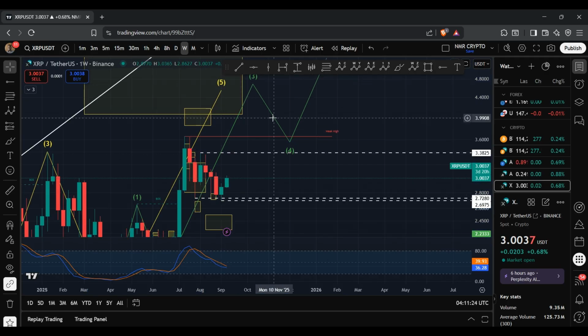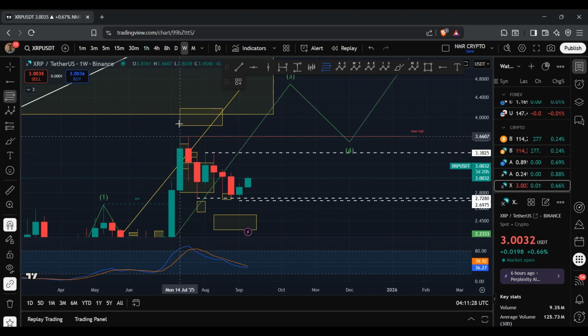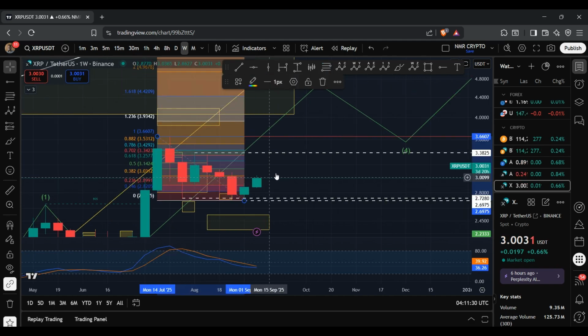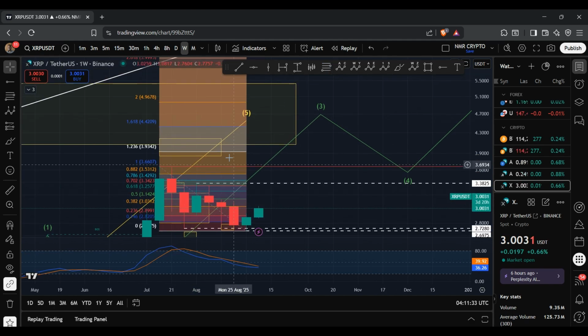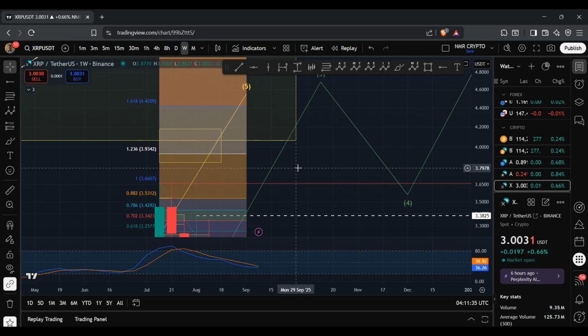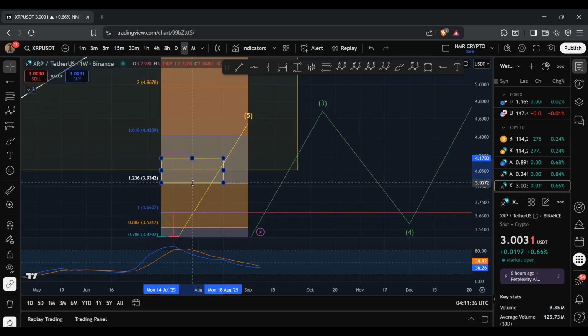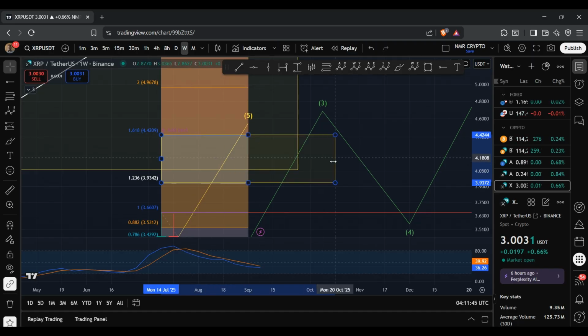And then we start the final push to the upside to complete that 5th wave, where I'm looking for that 5th wave to tap into this range. So very quickly, if I bring in the fib tool, this range will actually be adjusted. The price of XRP has the potential to reach anywhere between $3.93 to $4.42. So this is going to be the next key region for XRP.